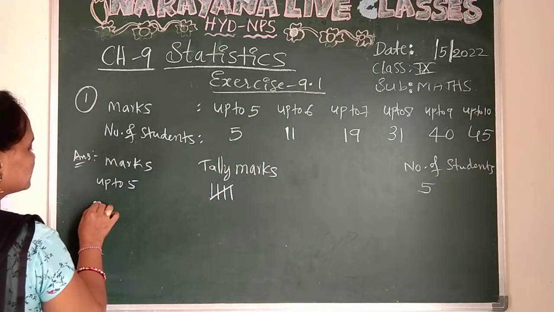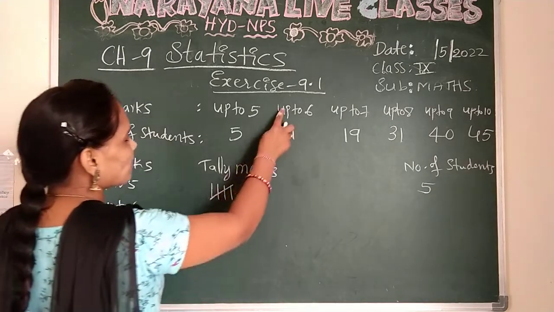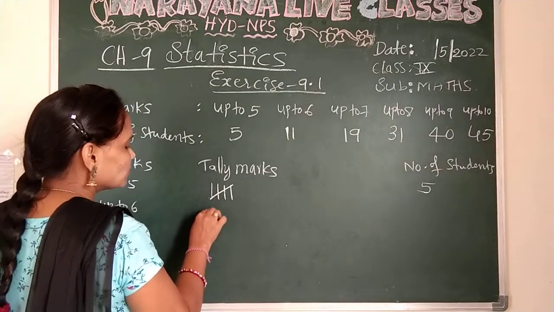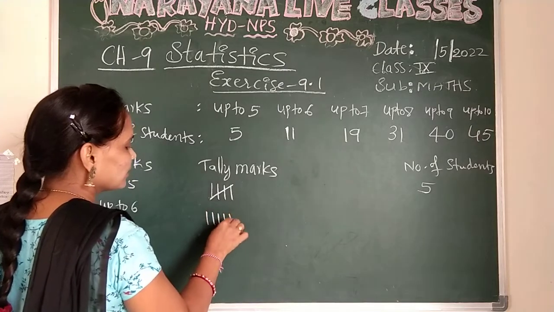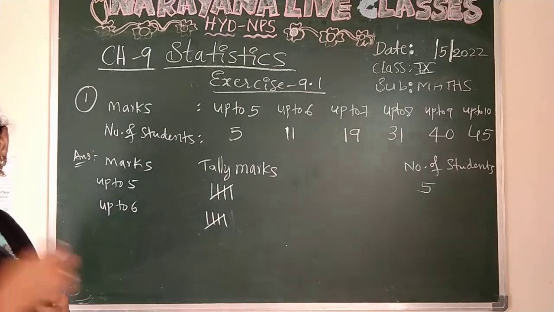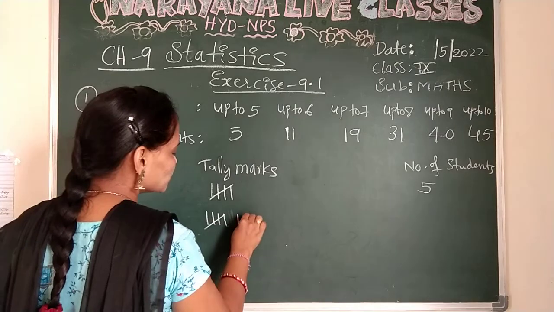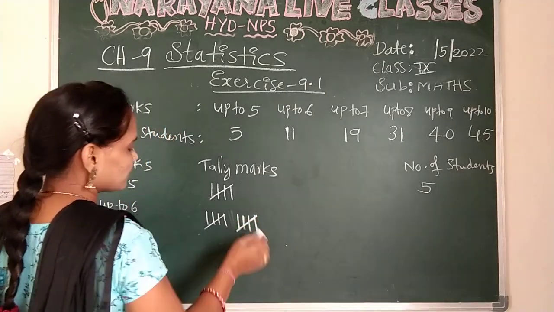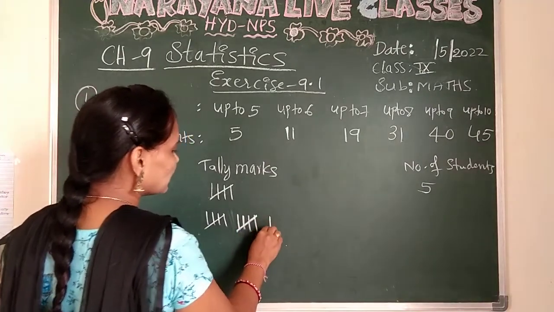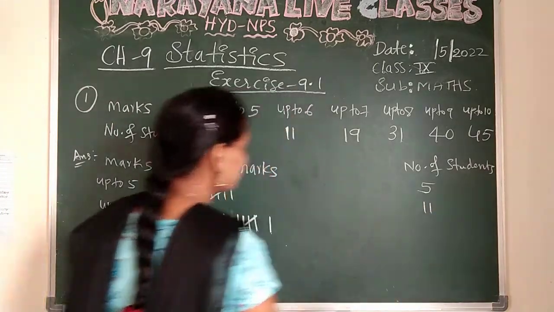Okay. Next up to 6. So up to 6, 11. 11 students are there. So group of 5, 1, 2, 3, 4, 5. Next here 1, 2, 3, 4, 5. Now here 5 plus 5, 10. 10 plus 1, 11. Okay. Next here you should write number of students 11.